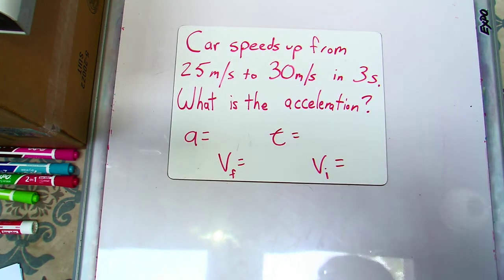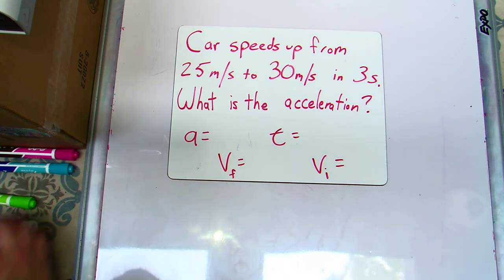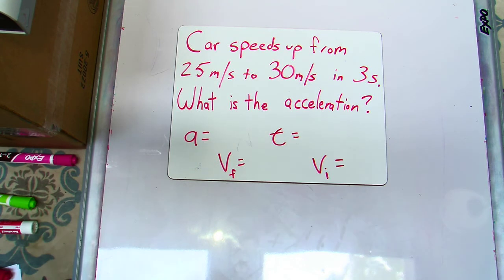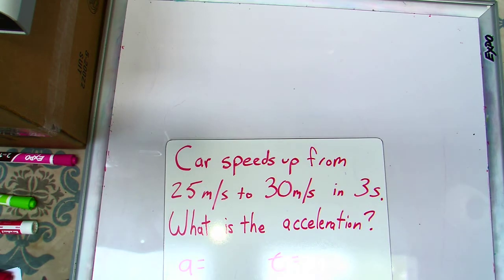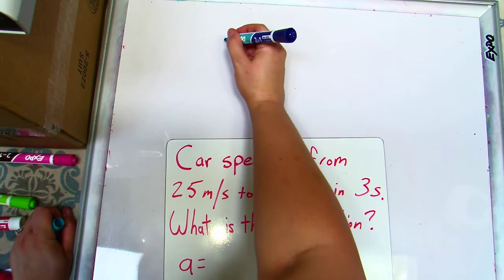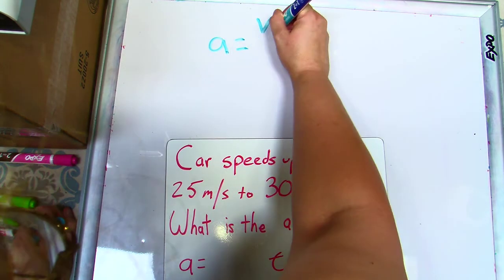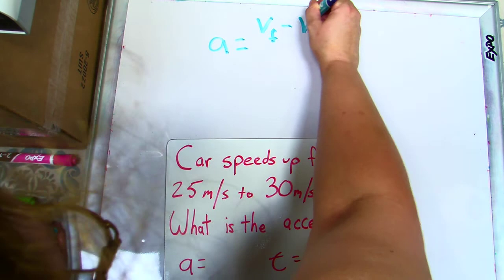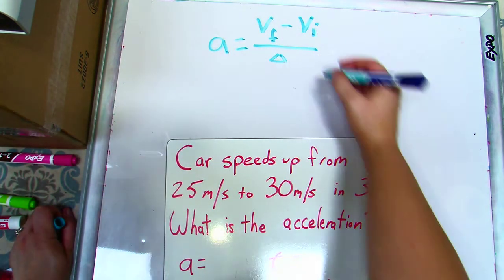The car speeds up from 25 meters per second to 30 meters per second, and it took it 3 seconds to do this. What is the acceleration? Now first let's review the acceleration equation. If you remember, acceleration equals final velocity minus initial velocity over the time.